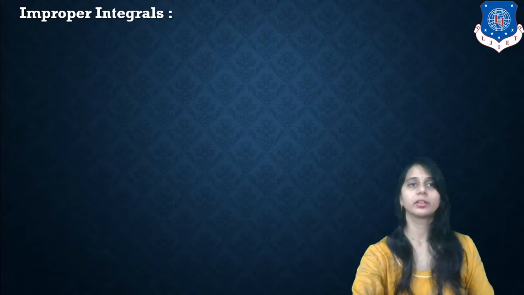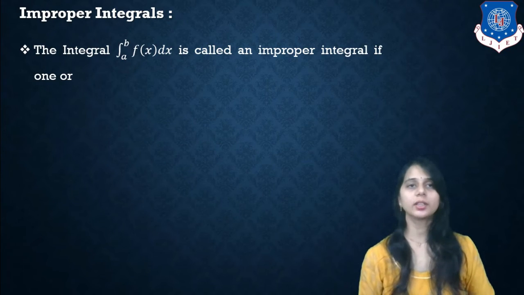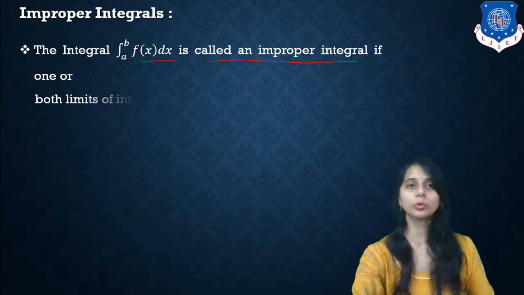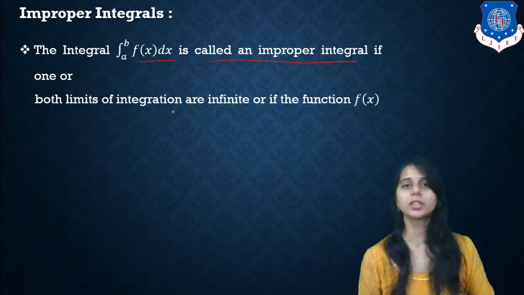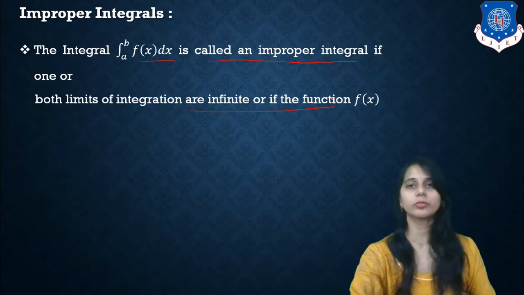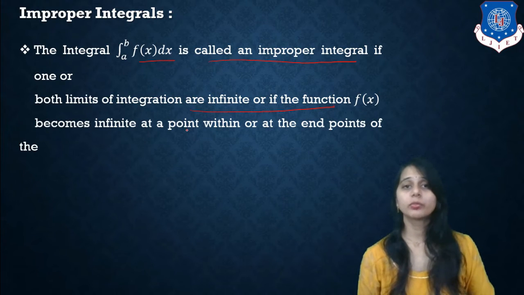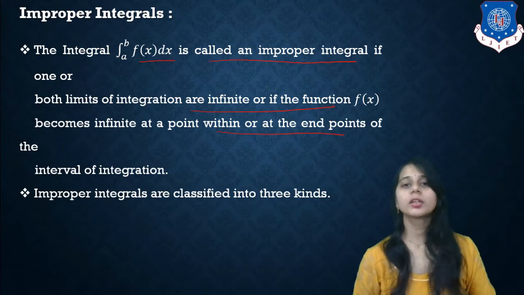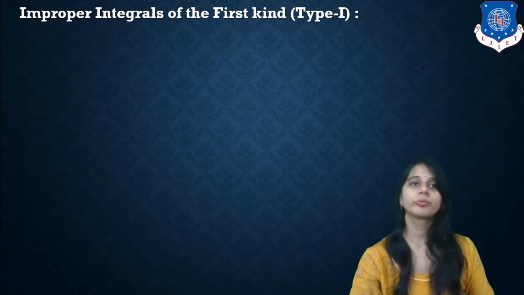Now, the integral from a to b of f(x) dx is called an improper integral if one or both limits of integration are infinite, or the function f(x) becomes infinite at a point within or at an endpoint of the interval of integration. Improper integrals are classified into three kinds.